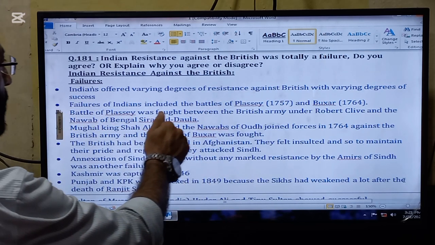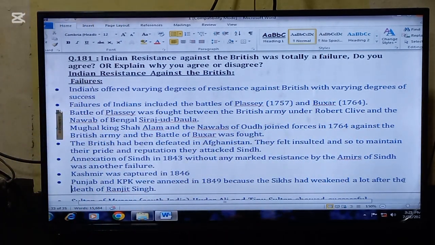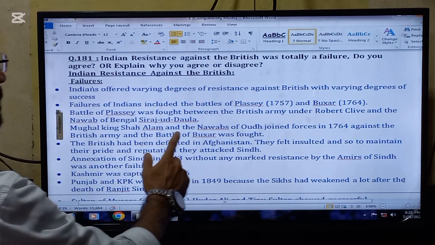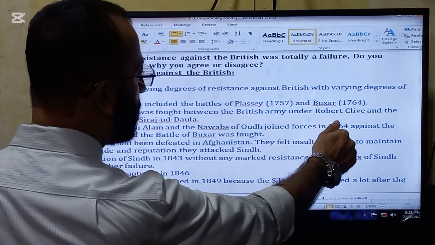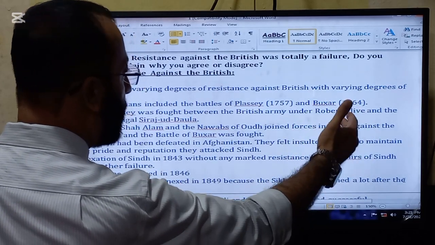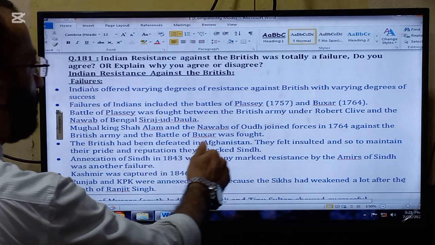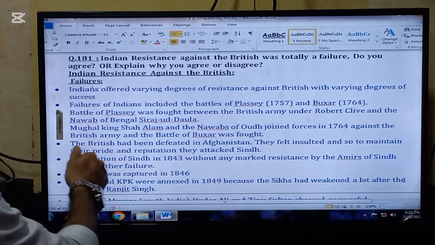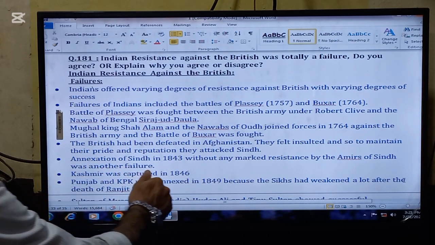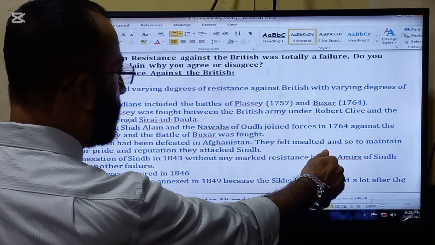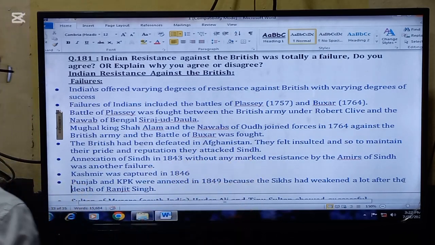Indians offered varying degrees of resistance against the British with varying degrees of success. Failures of the Indians included the Battle of Plassey that was held in 1757 and the Battle of Buxar that was held in 1764. The Battle of Plassey was fought between the British Army under Robert Clive and the Nawab of Bengal, Sirajuddaulah. Mughal King Shah Alam and the Nawabs of Oudh joined forces in 1764 against the British Army and the Battle of Buxar was fought.